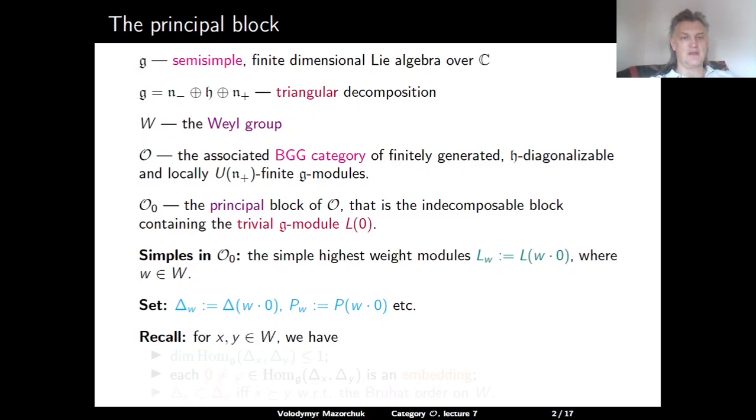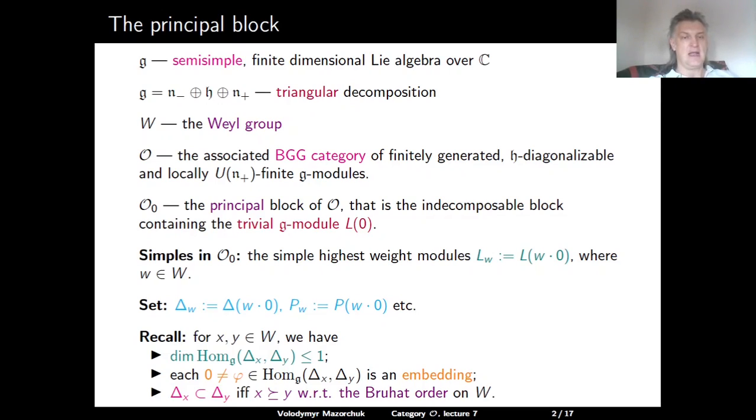Also recall the following facts about the Verma modules. For any two elements x and y in the Weyl group, the dimension of the homomorphism space from Delta x to Delta y is at most 1. Each non-zero homomorphism between Delta x and Delta y is an embedding, and such a non-zero homomorphism exists if and only if x and y are comparable with respect to the Bruhat order on W.